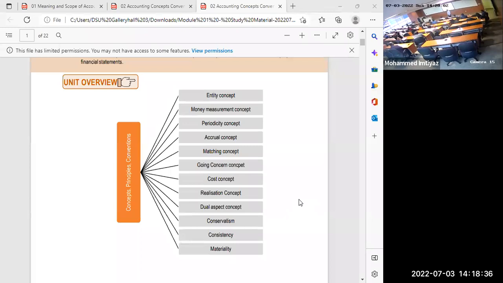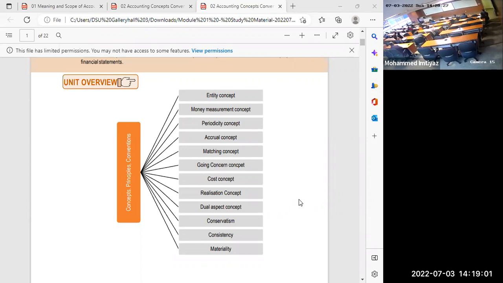Accrual concept means, in the current year you paid some insurance premium, but the coverage of that premium is for 12 months. You paid on 1st January. You are closing your books of accounts, meaning finalizing the books of accounts, on 31st March.